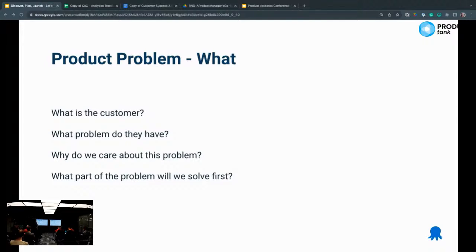Then think about, why do you care about the problem? It's actually a big question, because you have your vision, your mission, your company values. Do you care about the problem? Don't solve a problem we shouldn't care about, you won't do it anyway. And finally, what part of the problem do you solve first? On a very high level, where do I jump in, because problems are big. If I jump in this area or here, I have a little bit of understanding here.